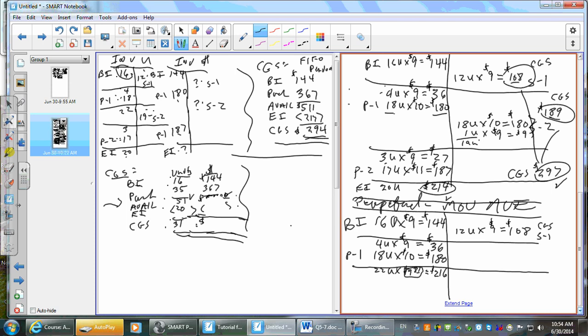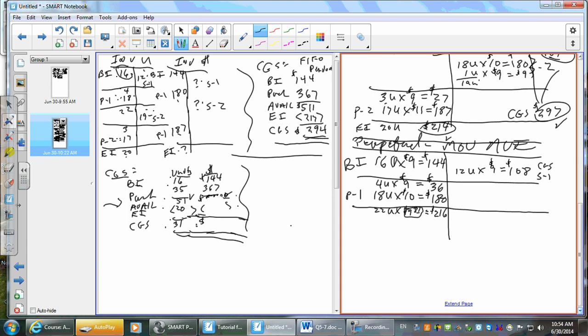Okay, so the next thing that happened in the simple example I gave you was that we sold some, right? Sale number 2. And I want cost of goods sold on this one. So this is easy, right? You don't have to do 2 layers. It's all put together. It's simple, right?